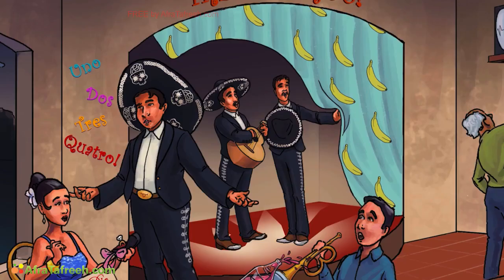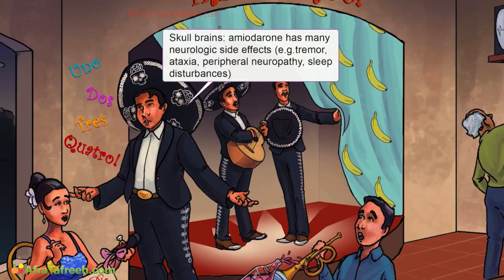Let's go through these side effects from head to toe, starting with the brain. Symptoms of neurologic toxicity can take many forms, including tremor, ataxia, peripheral neuropathy, and sleep disturbances. And notice that there are some intricately embroidered toxic skull brains on the amigos' sombreros.